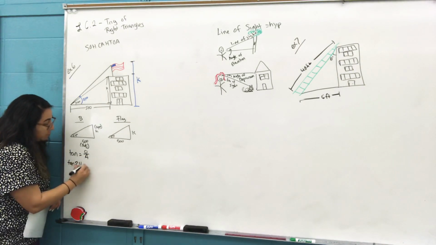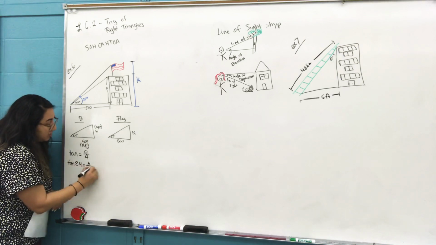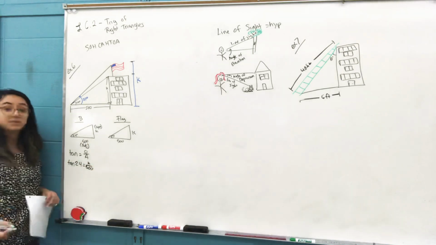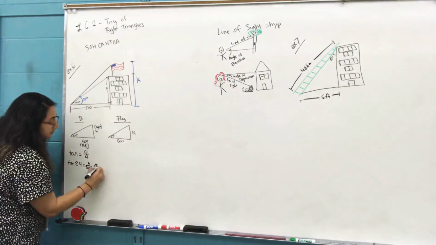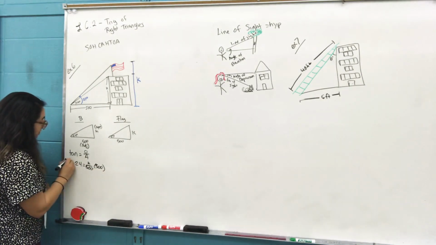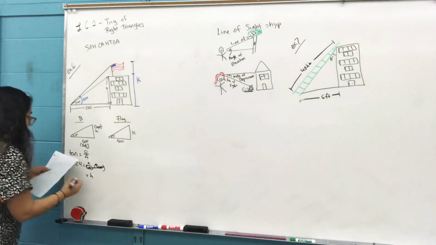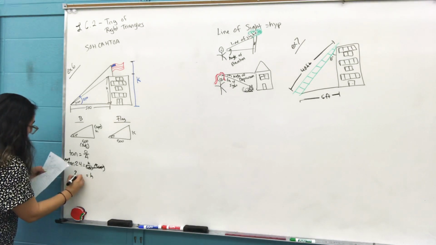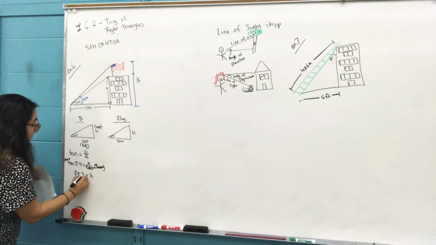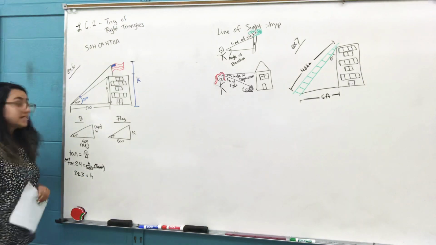So tangent of 24 is equal to opposite, which is H, over adjacent, which is 500. Now you solve for H. Multiply both sides by 500. And then I have H as being about, rounding to the nearest whole number, 223 feet. So that's the height of the building.